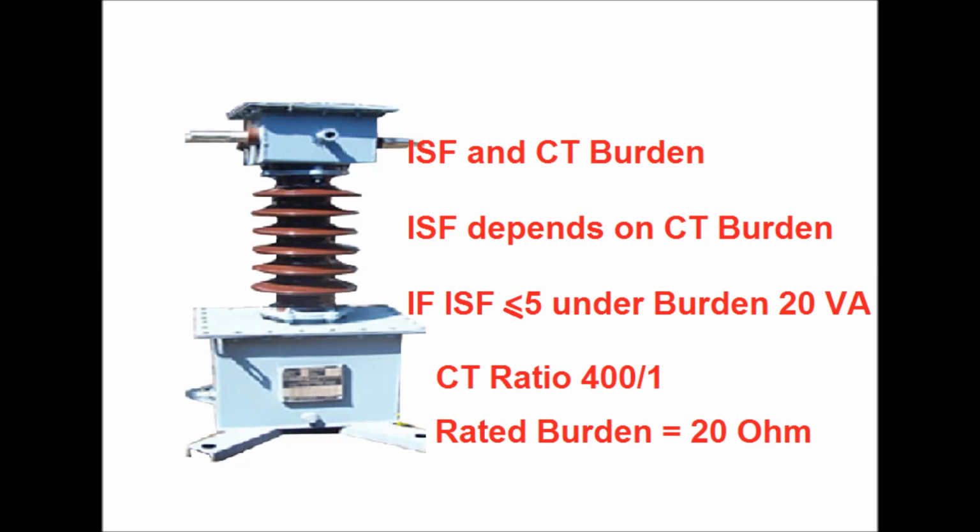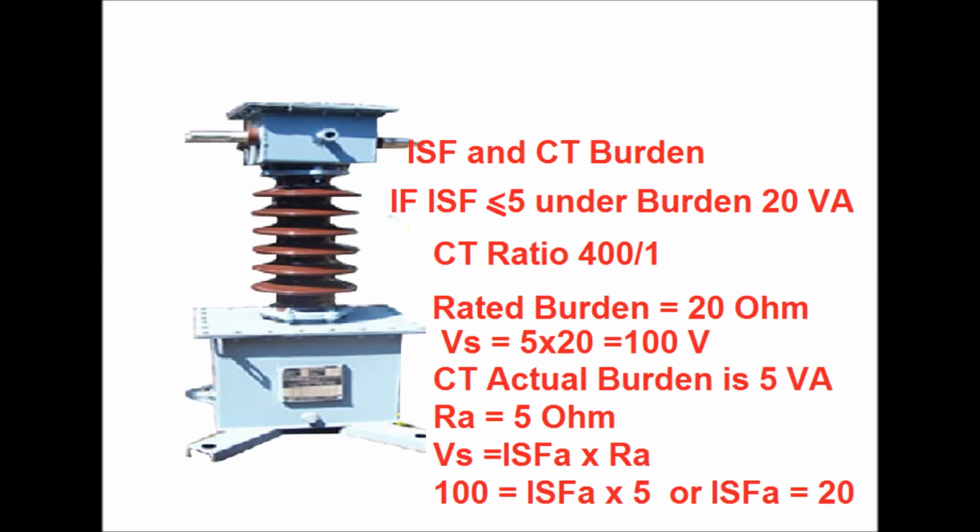So here ISF less than or equal to 5 means if 5 times the rated current flows in the primary side, then CT will saturate under rated burden conditions. If 20 VA is the rated burden, then rated burden in terms of ohm will be 20 ohm, with CT secondary rated current at 1 ampere. Now, how is the ISF related with the CT burden?